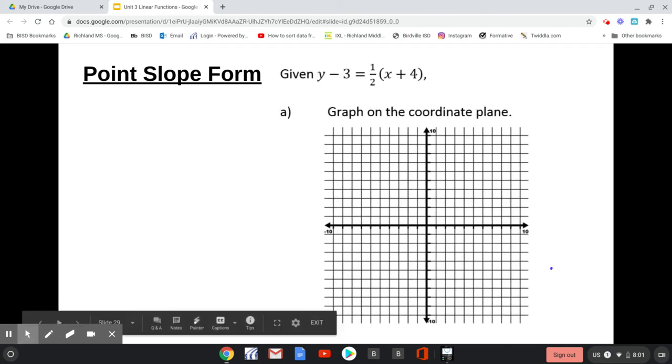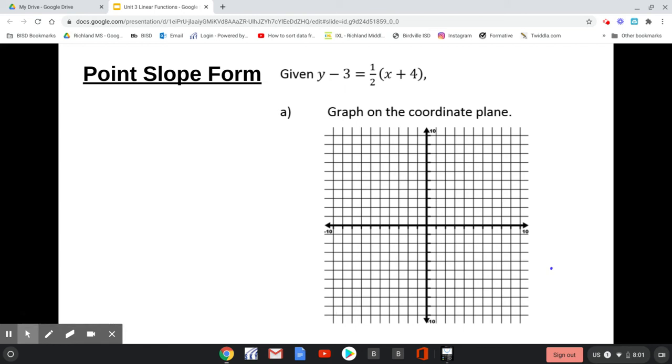Okay, they want us to graph this, and we certainly can. We have our slope is 1/2, and our point is x is negative 4, because this is positive here, and y is 3. So if we go over to negative 4 and up 3, now we can go up 1 over 2, up 1 over 2. And that's how we would graph that.